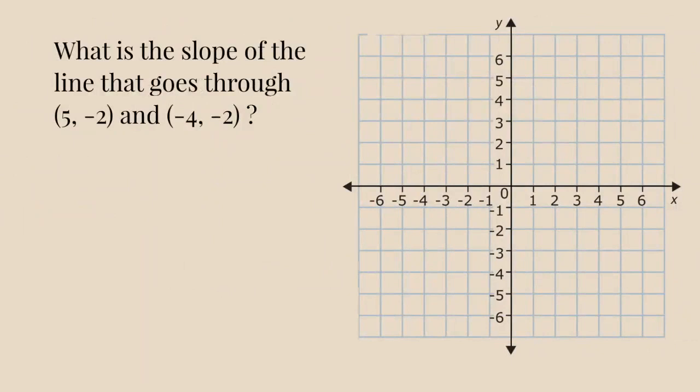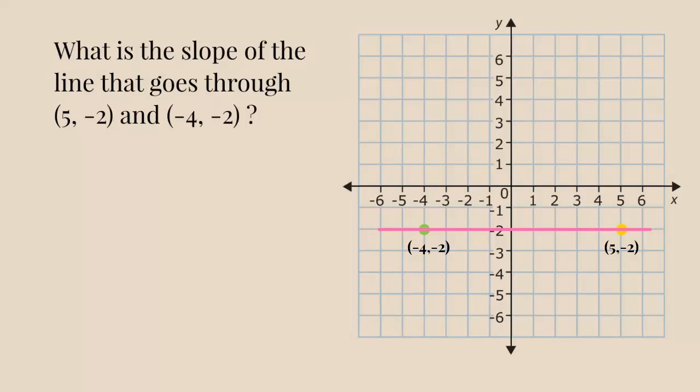Now let's do an example. If we want to find the slope of a line that goes through points (5, -2) and (-4, -2), we are trying to find the inclination. If I go to my first x value on the set of points, which is 5, to my x value on the second set, which is -4, how many units did I run? I ran 9 units, so my change in x will be 9.